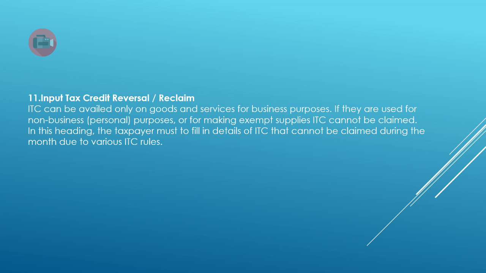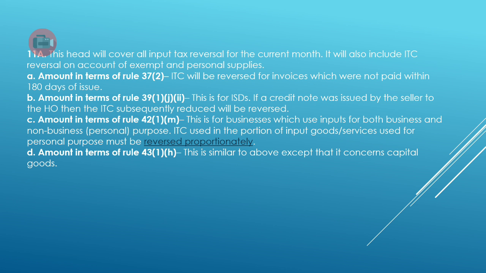Now, input tax credit reversal or reclaim. ITC can be availed only on goods and services used for business purposes. If they are used for non-business purposes or for making exempt supplies, ITC cannot be claimed. In this heading, the taxpayer must fill in details of ITC that cannot be claimed during the month due to various ITC rules. The head will cover all input tax reversals for the current month. It will also include ITC reversal on account of exempt and personal supplies.